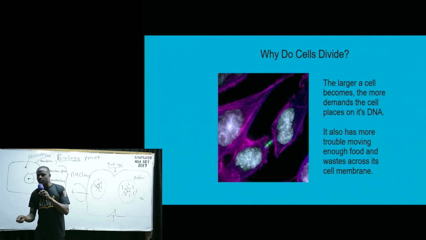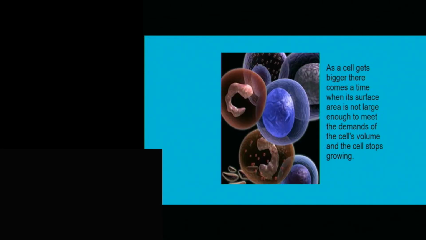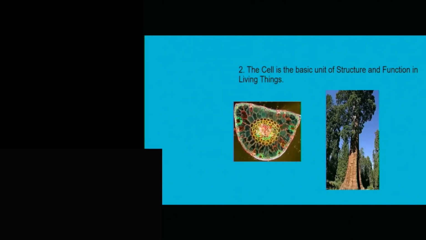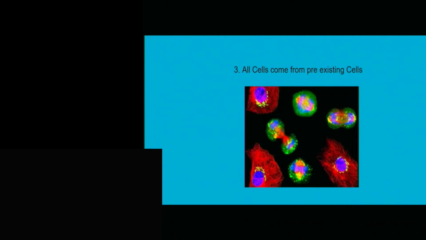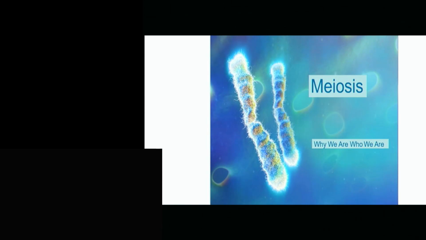Now, why do cells divide? The larger a cell becomes, the more it demands on its DNA. So it demands more food, more energy, so it has to divide. Now, why is cell division important? All living things are made up of cells. The cell is the basic structural and functional unit of living things. All cells come from pre-existing cells.